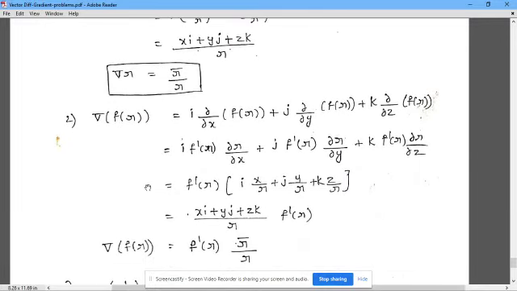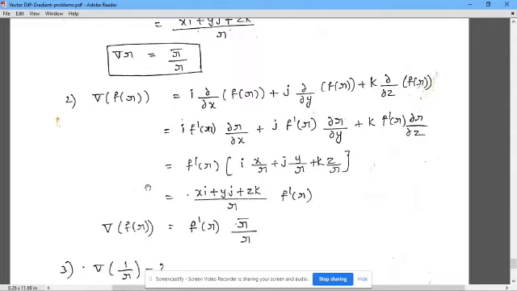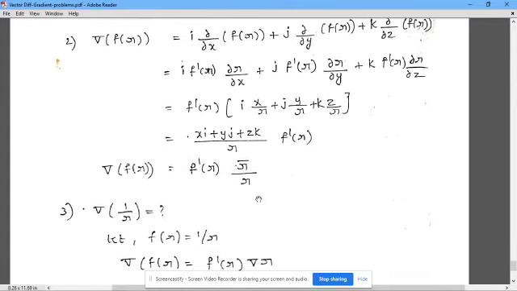Coming to the second one, del of f of r. Same as above, del is i dou by dou x plus j dou by dou y plus k dou by dou z, operating each term on f of r. So here f of r derivative is f dash of r, and then we have to write dou r by dou x. So taking out f dash of r from these three terms, and r is the LCM, xi plus yj plus zk, but xi plus yj plus zk is r bar. So del of f of r is f dash of r into r bar by r.